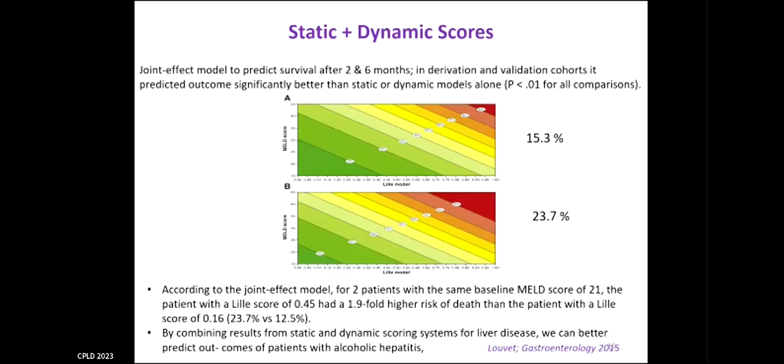They looked at MELD plus Lille, MELD plus ABIC, and MELD plus Lille plus GAHS, and MELD plus Lille did the best. According to this joint model, take two patients with the same baseline MELD score of 21: the patient with a Lille score of 0.45 had almost a twofold higher risk of death than a patient with a Lille score of 0.16. So this study showed that by combining static and dynamic scoring for alcoholic hepatitis, we can better predict outcomes in these patients.